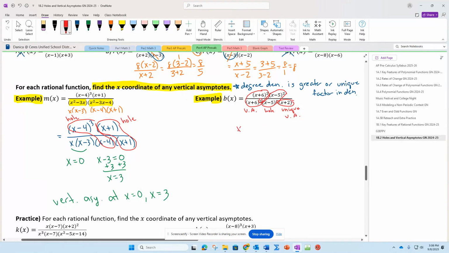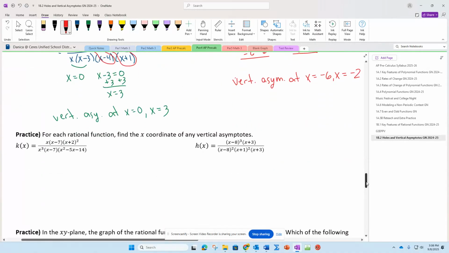So we have our x plus 6 equals 0. Subtracting would give us x equals negative 6. Our x plus 2 equals 0. Subtracting would give us x equals negative 2. So we have vertical asymptotes at both x equals negative 6 and x equals negative 2.